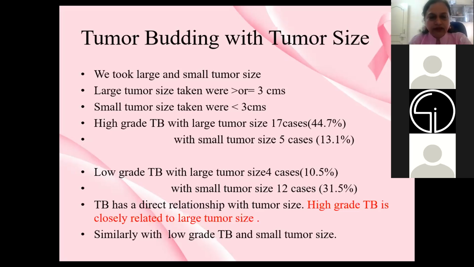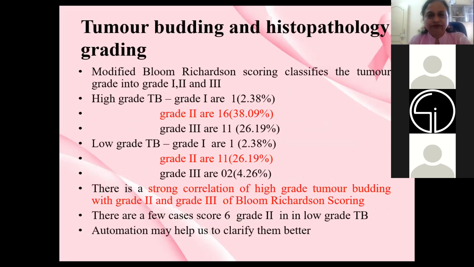Thus, tumor budding has a direct relationship with tumor size. High-grade tumor budding is closely related to large tumor size. Similarly, low-grade tumor budding is associated with small tumor size.